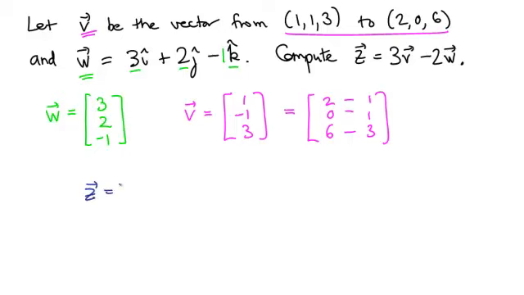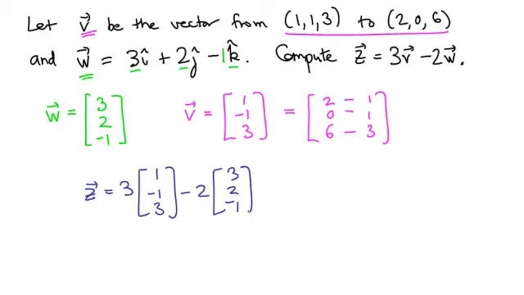Z is going to be 3 times the vector v, 1, -1, 3, minus 2 times the vector w, which is 3, 2, -1. So the first thing I'm going to do is do the two vector scalings. If I scale the first vector by a 3, I'm going to get 3, -3, 9. If I scale the second vector by a negative 2, I'm going to get -6, -4, positive 2. And then I'll add these two vectors up.